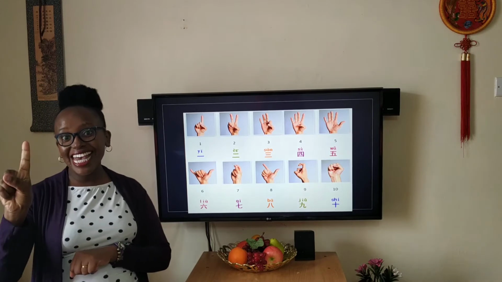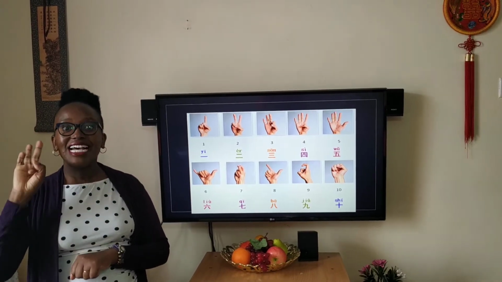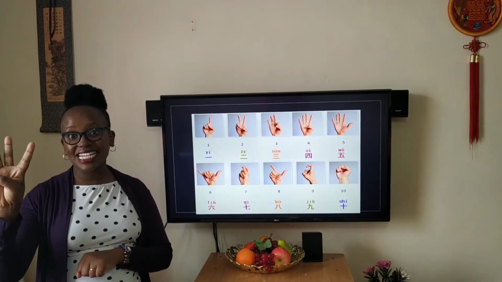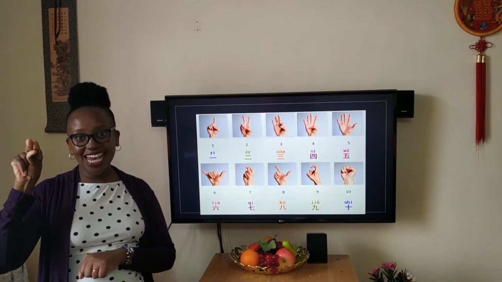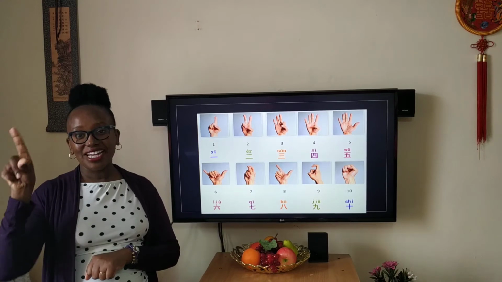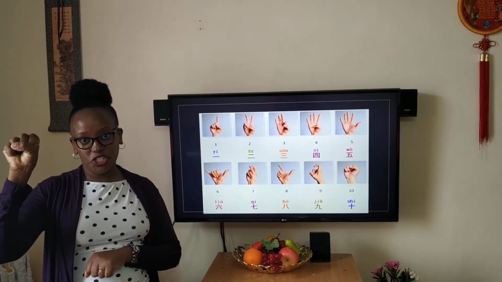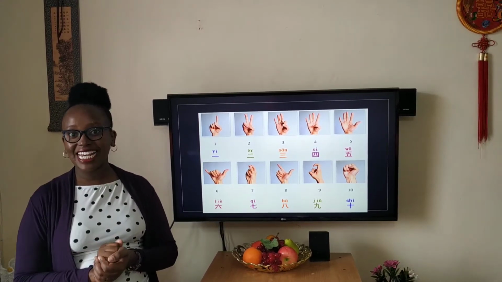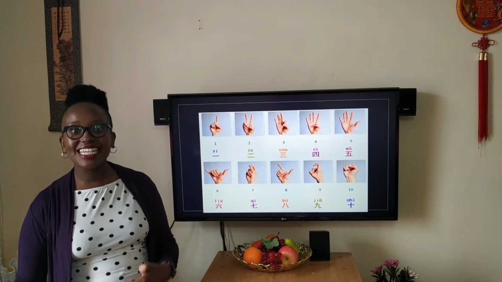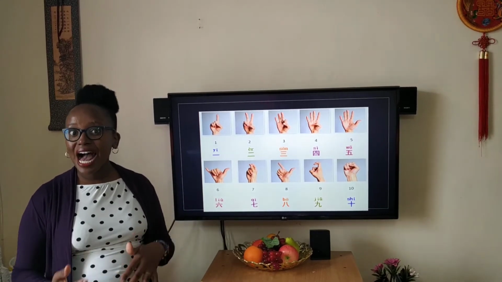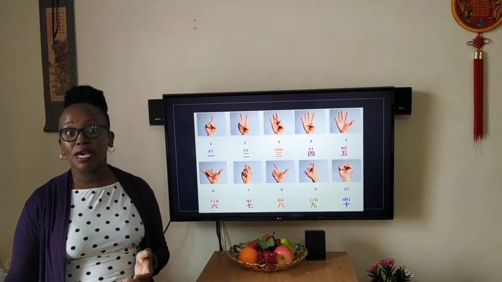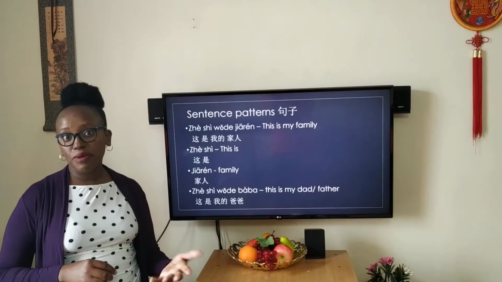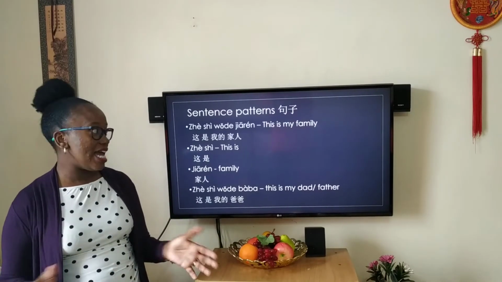Now we are going to practice them again using signs that Chinese people normally use. So we have 1, 2, 3, 4, 5, 6, 7, 8, 9, 10. Now try that again. With these numbers, we are at least going to be able to say, I have 5 people in my family, or 6, and so on.